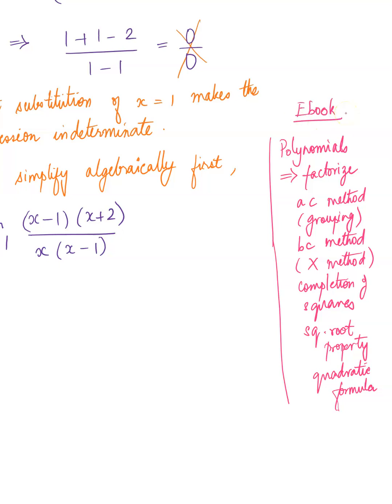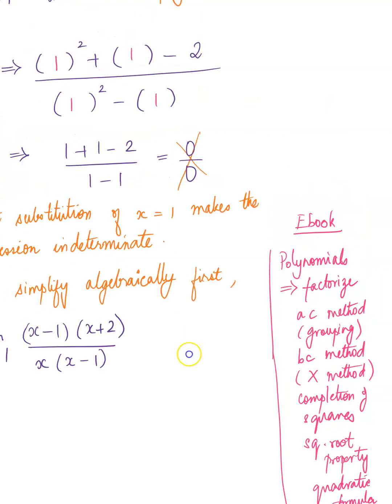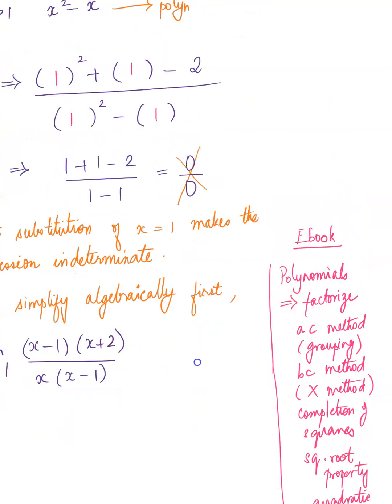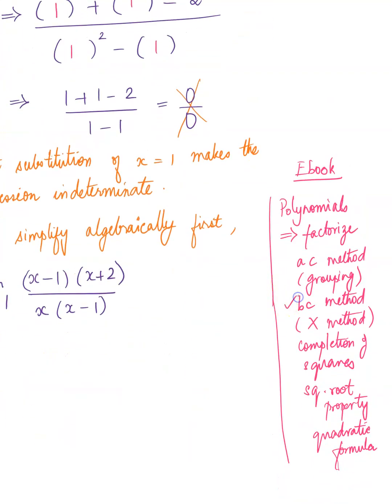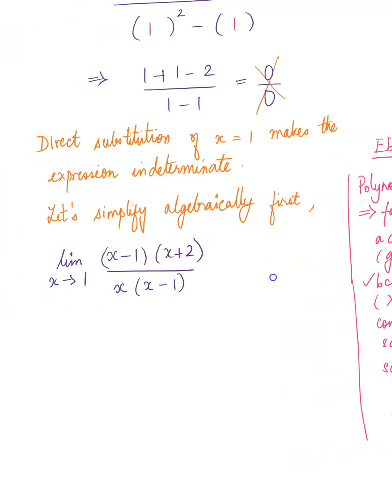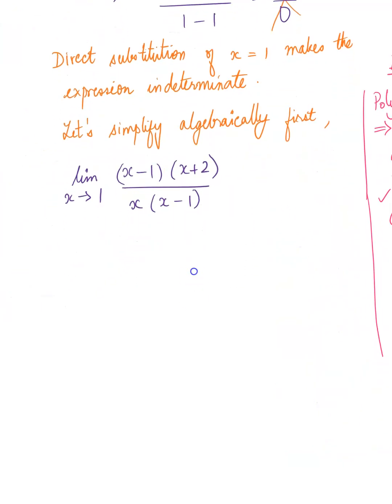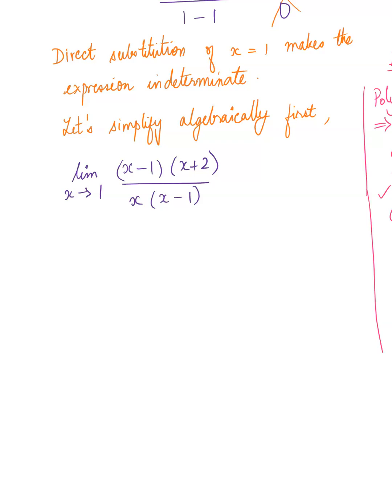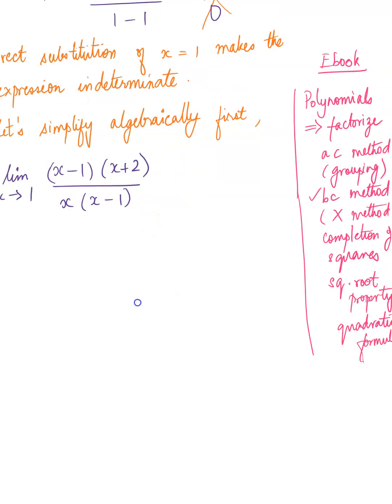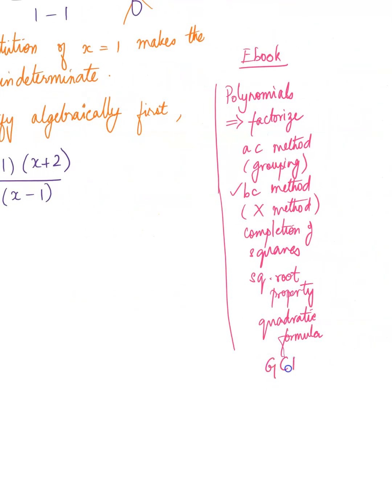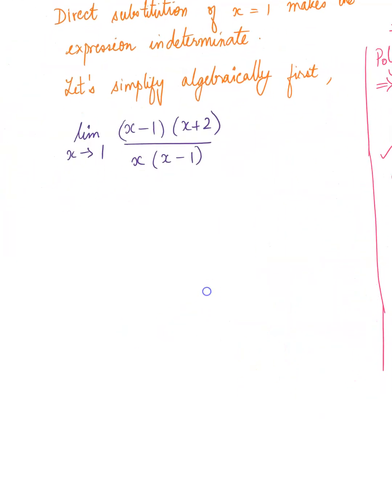Okay. All right. So here, because of the way it is, what is x squared plus x minus 2, we could use the BC method for this, the X or the diamond method, to factorize this, and then pull out the GCF. GCF is greatest common factor. So pull out the GCF. So I'll put that also here, GCF, to help you out with the factorization.